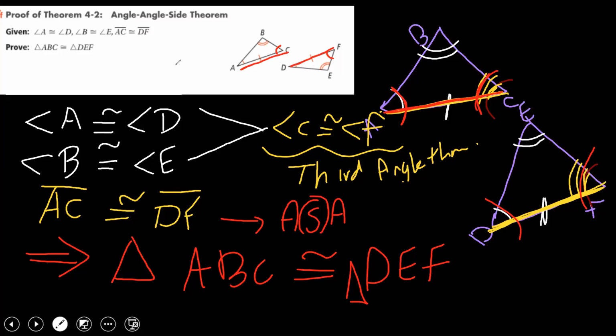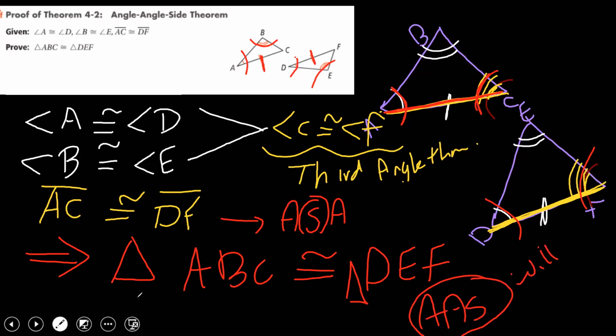So what does it mean? If you look at the triangles here, we have angles that are congruent, and the side that is not included. Even so, I will say that my triangles are congruent. So this will be a proof of the angle angle side. That means we proved it. So the AAS will work now, or ASA, both can work.